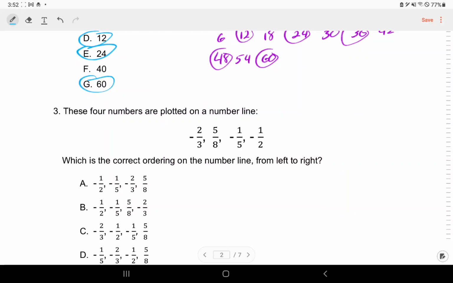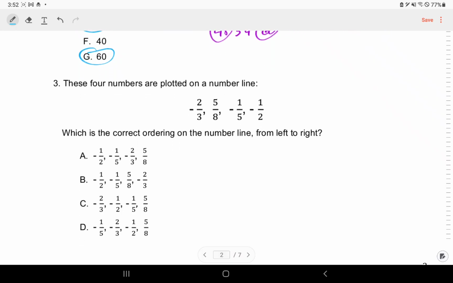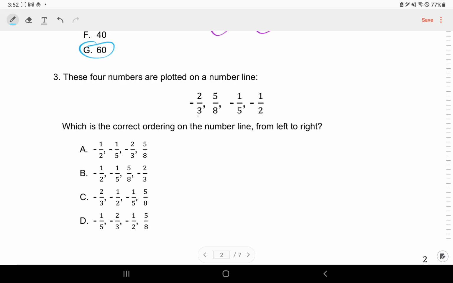Now, these 4 numbers are plotted on a number line. What is the correct ordering from left to right? In other words, least to greatest. Well, we got a 3, an 8, a 5, and a 2. What do all those numbers go into?